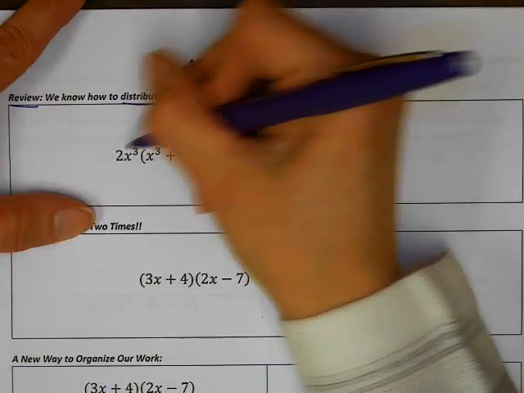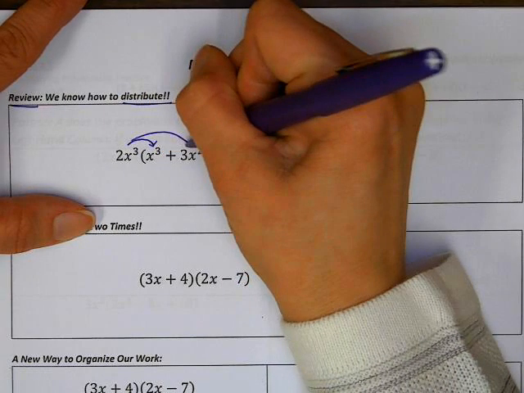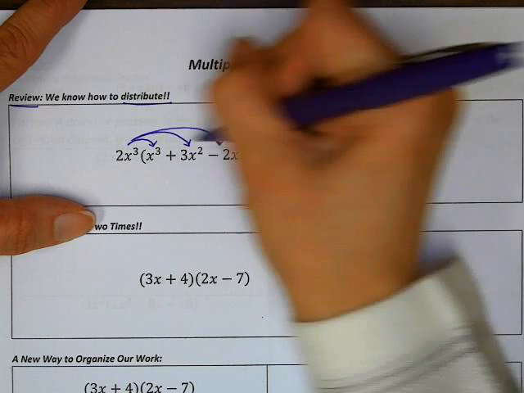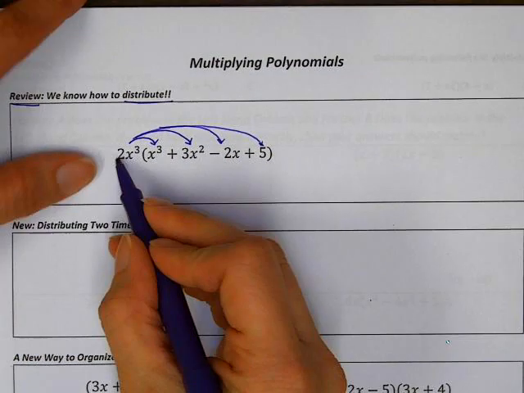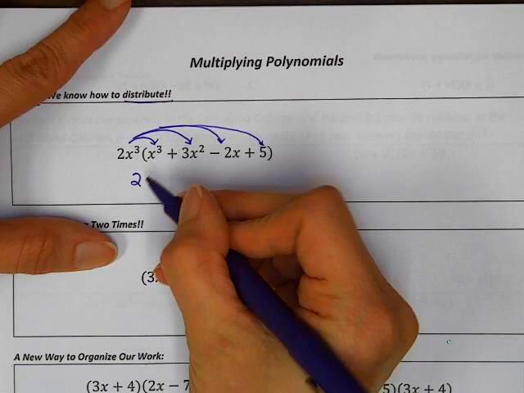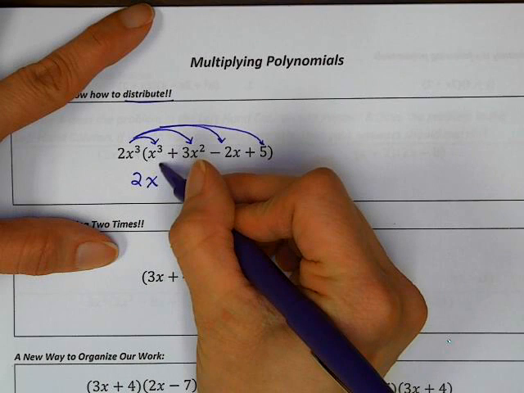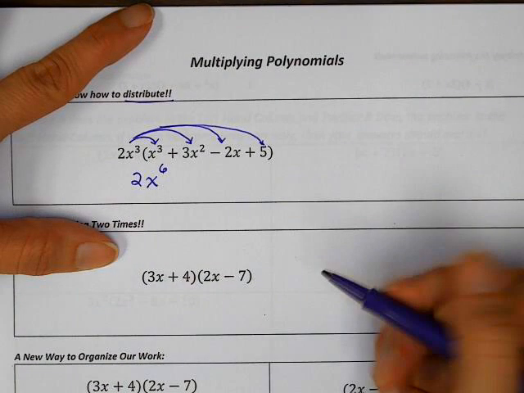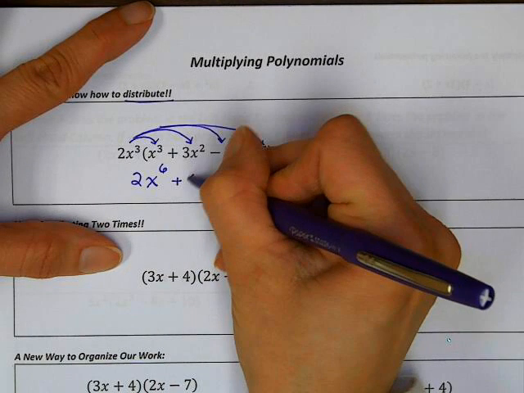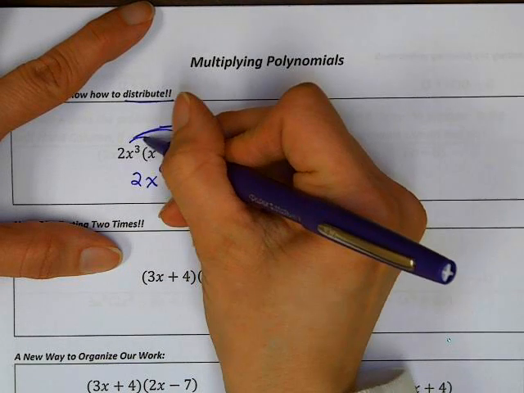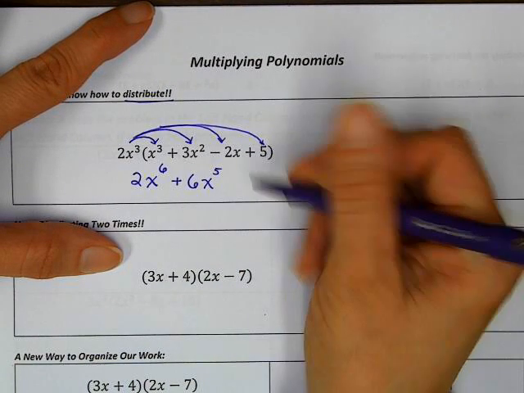Okay, so I'm going to distribute 2x cubed to each of these terms, 1, 2, 3, 4 times. So I'm going to end up with 4 terms. 2 times 1 is 2. x cubed times x cubed makes a total of x to the 6th power. Positive 2 times positive 3 is positive 6. 3 x's times 2 more x's make a total of 5 x's.